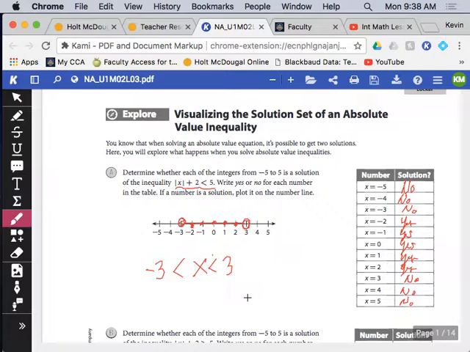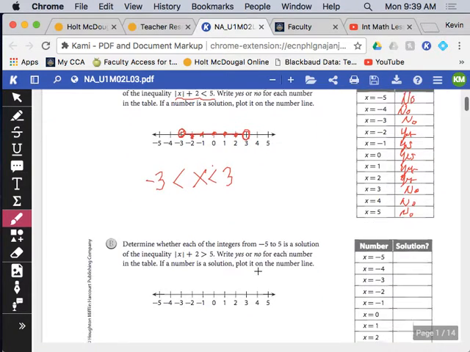Okay, and so we've seen this inequality notation before. That was our first module. Module 1, we learned inequality notation. Okay? So x is less than 3 and greater than -3. Okay? So we write it in this format. But now let's go on to the next one.